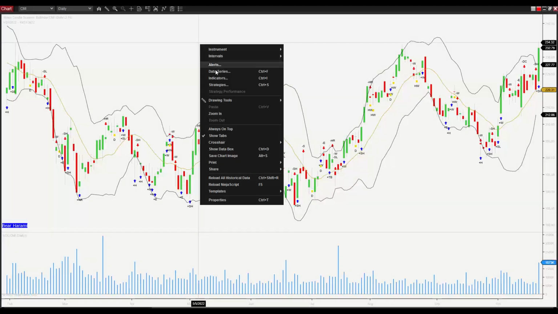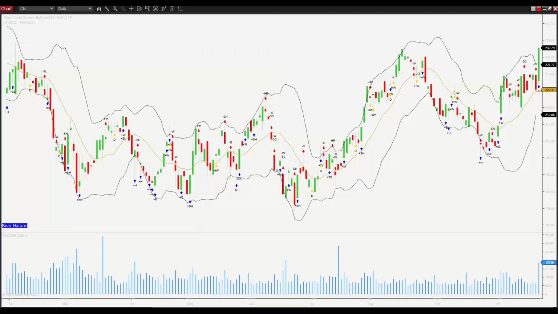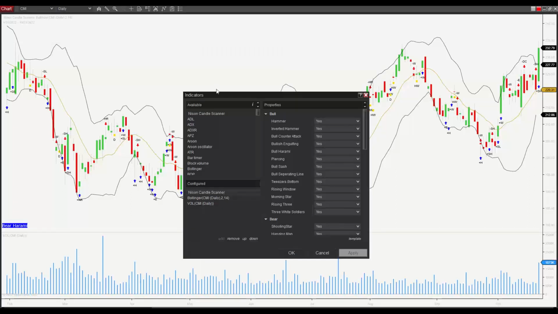So if I click on my screen, for example, I left click on indicators, and you'll see a list of available indicators. Look at all of these different available indicators that you can add onto your screen. Notice what I have in the configured section. Like I said, I have Nison Candle Scanner, I have Bollinger Bands, and I have my volume indicator. Those are the indicators that I have on my screen, but I can easily add more, remove any. I can move them up and down. I can do whatever I'd like to do.